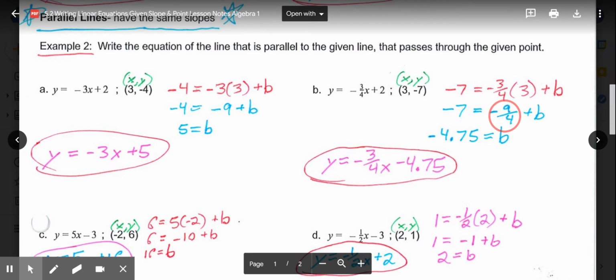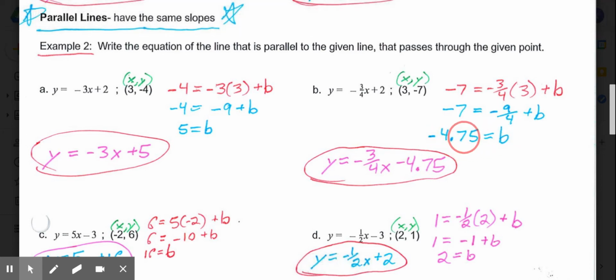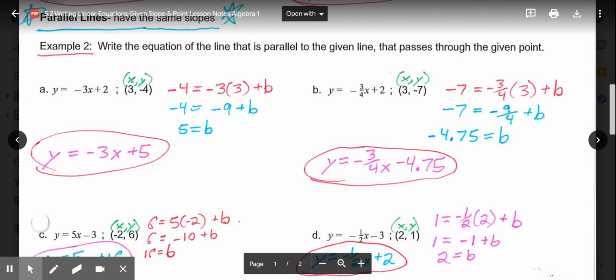Add the 9/4 to each side to solve for b, and b equals -4.75. So then our equation, negative 3/4 x, comes from our original slope. So y = -3/4 x - 4.75, our y-intercept.